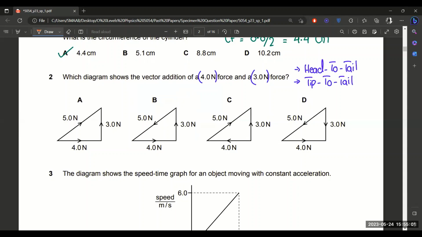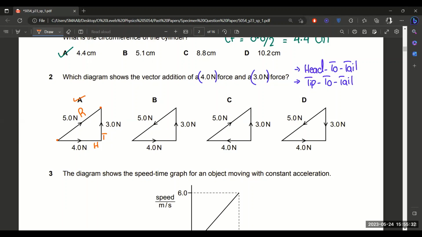First of all, in option A, we have the head of the first vector, that is 4 Newton, and the tail of the second vector, that is 3 Newton. So the addition will be fine. For the resultant vector, we know that we need to start from the tail of the first vector to the head of the second vector. So this will be the resultant force, or the resultant vector, for these two forces which we are going to add. So option A is absolutely correct.